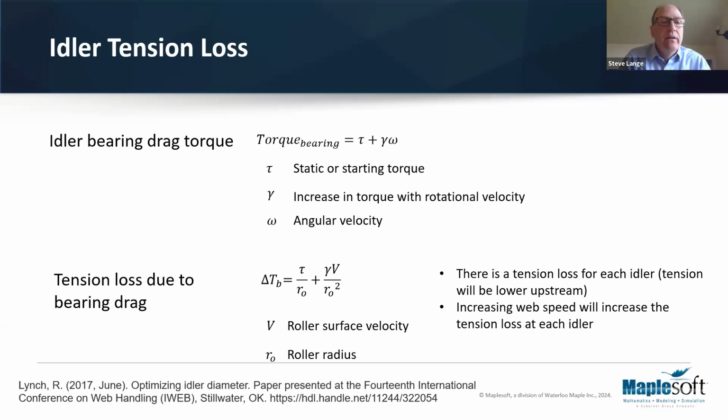It can be nonlinear. So you can calculate the tension loss due to the bearing drag in this equation by knowing the starting torque and knowing your velocity. So there's a tension loss for each idler in a web path, with the tension being lower upstream.